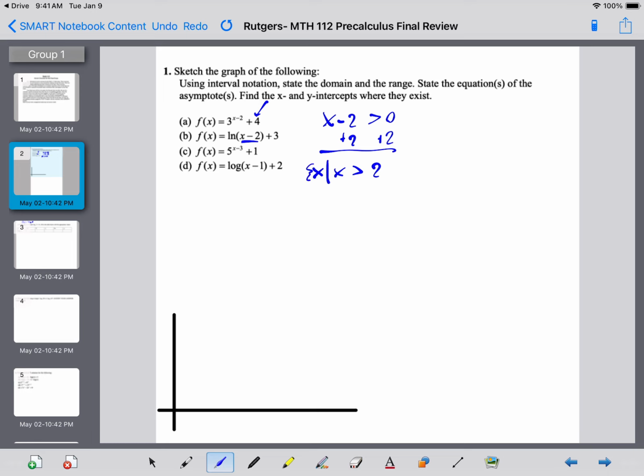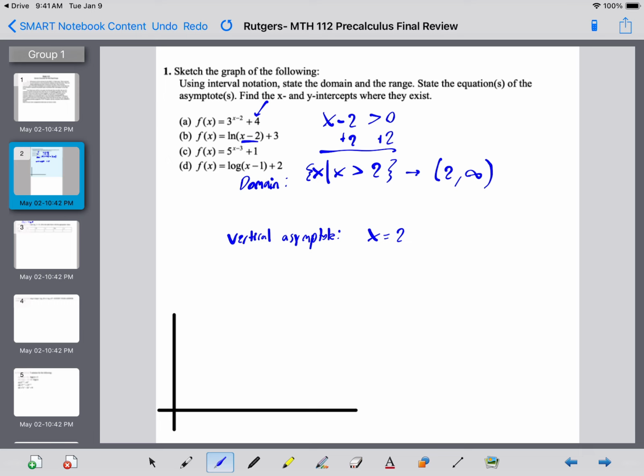If I said the set of x such that x is greater than 2, that's your domain in set builder notation. The question asks for interval notation, so let's give it an interval. If x is greater than 2, that means it doesn't equal 2, and then it goes from 2 to infinity. We use parentheses because your vertical asymptote must be at x equals 2. And we use parentheses around the infinity because you cannot define infinity.